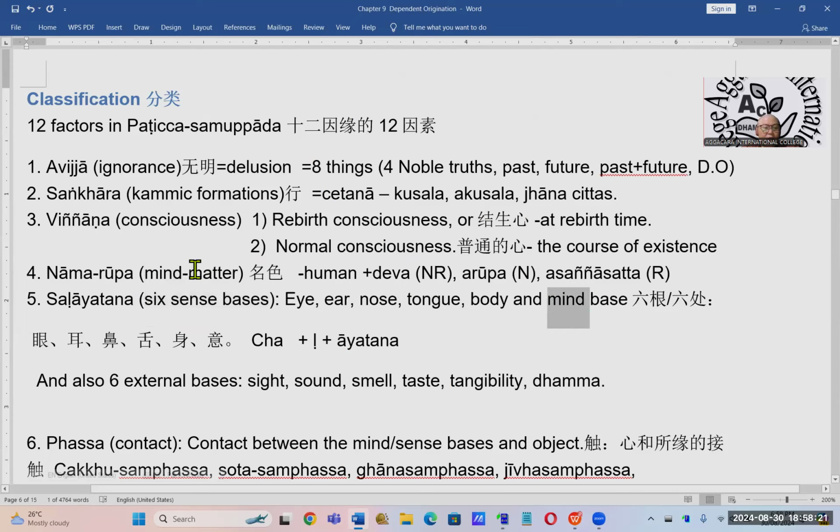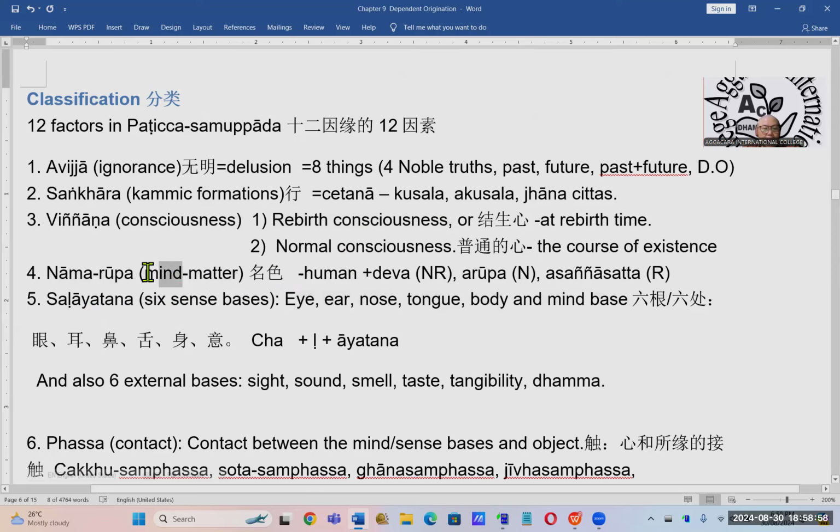All right. So remember, when we say dependent origination, we take the one that is predominant. Like avijja is predominant, but when ignorance comes, the other akusala things also appear. So here, when we say nama rupa, this is more predominant. It is more on the rebirth consciousness causing the nama rupa. And nama rupa pachaya salayatanam. The mind and matter will give rise to these six sense bases.